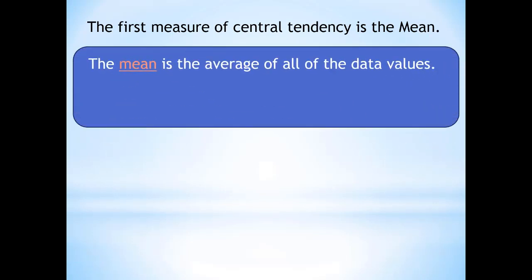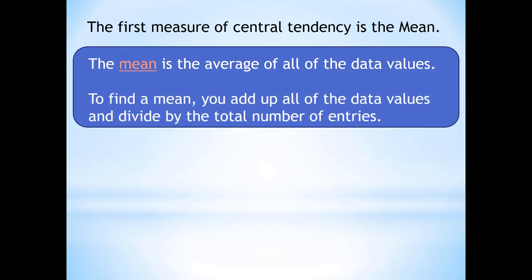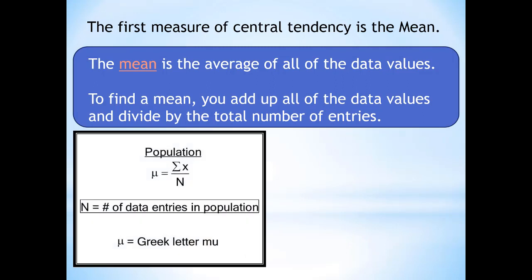So we need to give a definition of the mean. The mean is the average of all the data values. So to find a mean, to find any kind of mean, you add up all the data values and divide by the total number of entries. So we have two different formulas for the mean, depending on whether we're talking about a population or a sample.